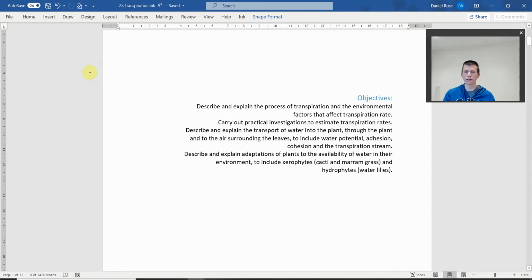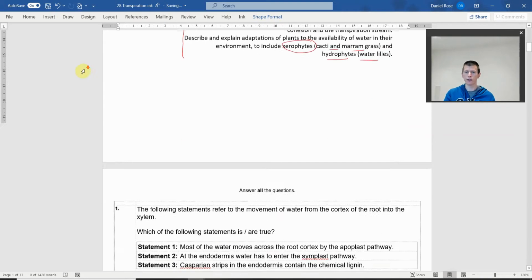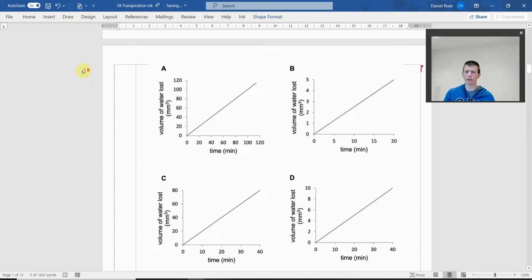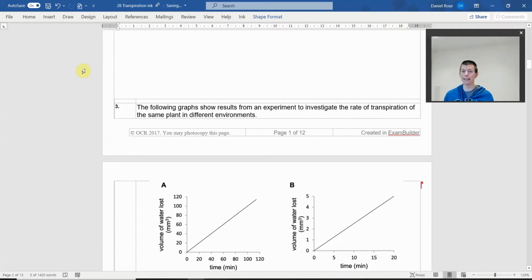Right. As always, look at the objectives, okay? Just think about these are the things it's absolutely vital you need to know. So phrases like the ones that pop up here, xerophytes, cacti, marram grass, hydrophytes, water lilies, are things you need to know about, and this is the big clue. Right, I'm going to pick out some of the questions. I'm not going to do the easier recall ones. I'm just going to pick out some of the data analysis ones for this session.